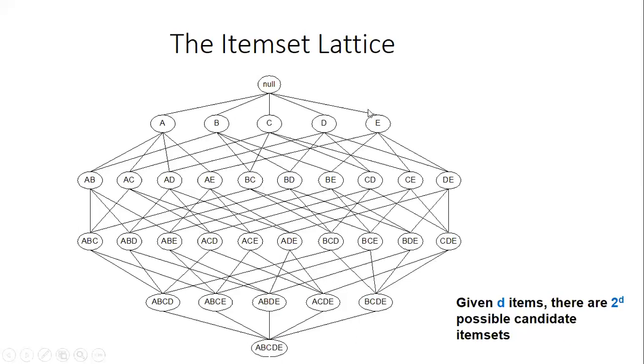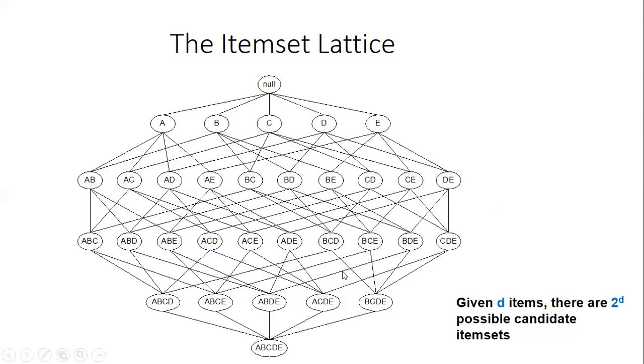In the brute force approach, if there are d items, there are 2 to the power of d candidates. So the entire candidate set, 2 to the power of d, was scanned to find the support of each candidate. What was happening is that every time, the database was scanned for all the candidates.